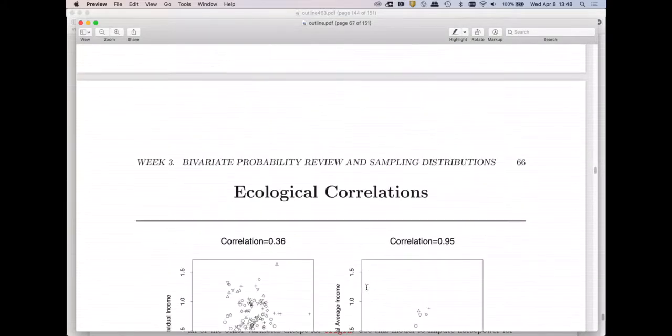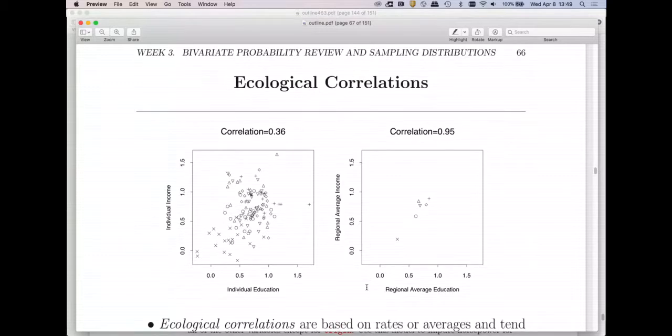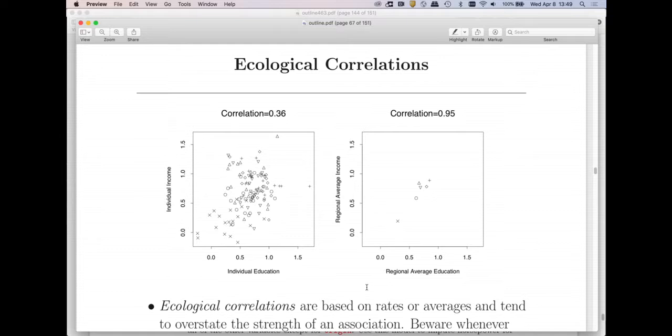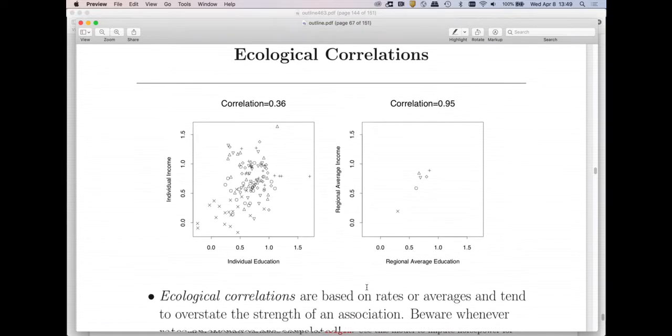All right, just a couple more terms that you need to know about. One is an ecological correlation. An ecological correlation is one where we correlate rates or averages. And whenever you see rates or averages correlated, you should beware. That correlation will overstate the strength of the association between the two variables.